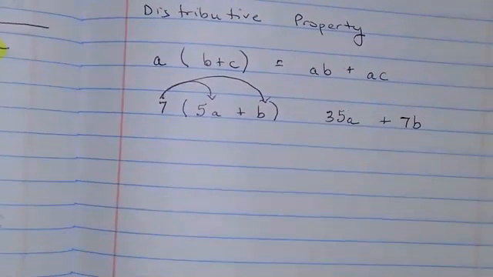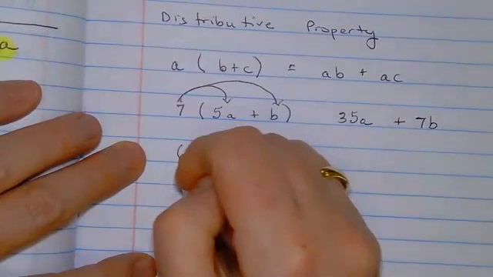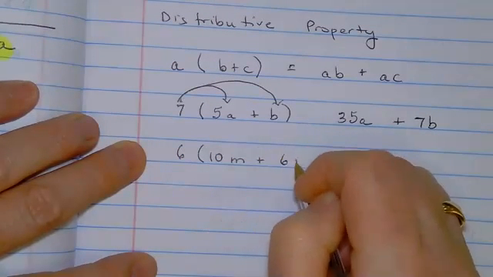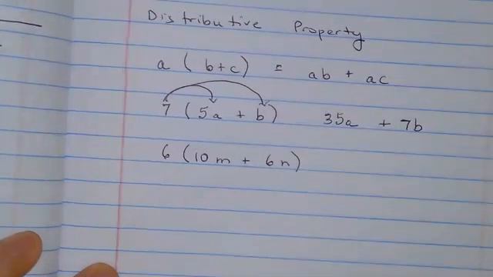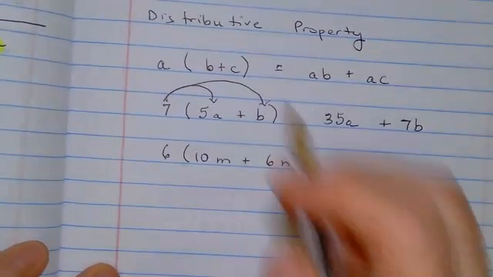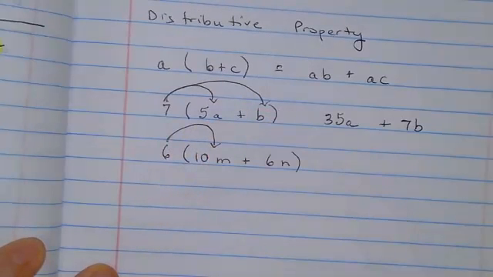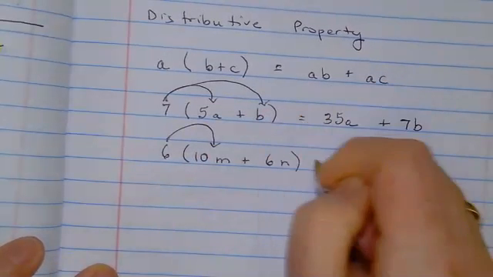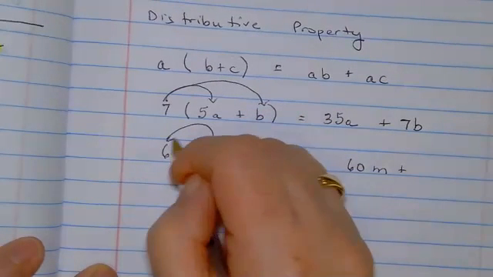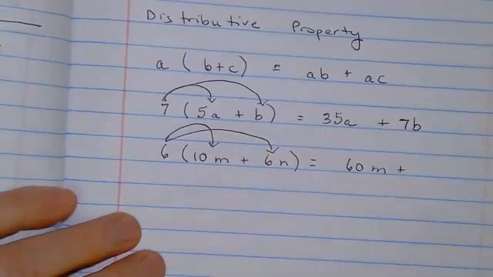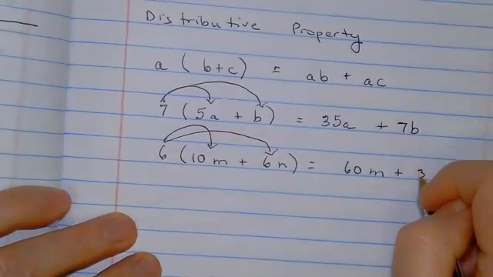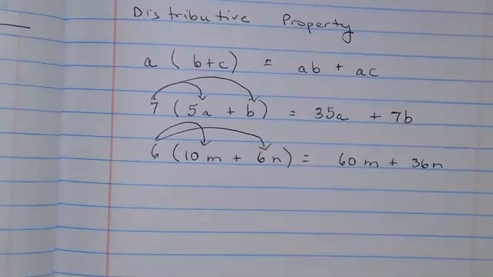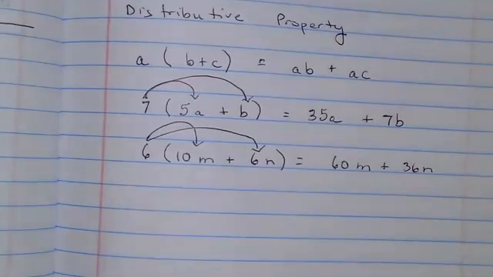All right, so we'll practice a couple more of those. 6 times the quantity 10M plus 6N. And again, it's 6 times everything inside. So it's going to be 6 times this one first. 6 times 10 is 60M. And there's my plus sign. And then we're going to go 6 times 6 times N. So 6 times 6 would be 36. And then we add times N. Hopefully you kind of remember that. You're like, oh yeah, I remember doing these things.